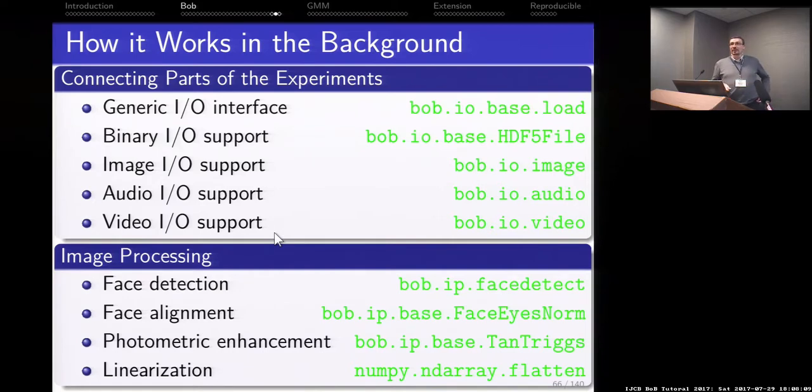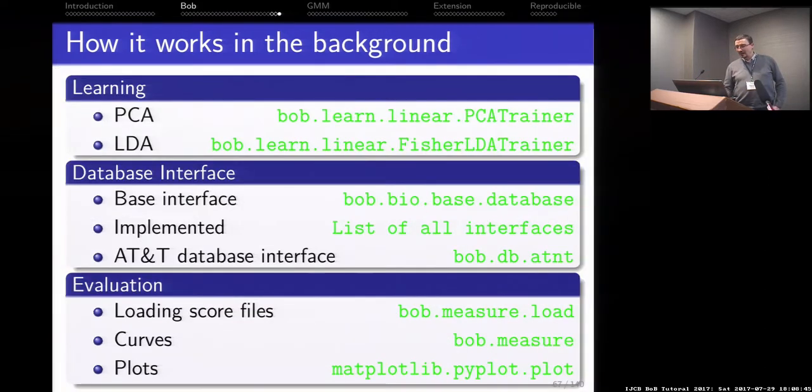For image processing, we have the Bob IP libraries. For face detection, for example, we use bob.ip.facedetect, where I have implemented a basic face detection algorithm. We have bob.ip.base FaceEyesNorm to do the face alignment. We have some photometric enhancement, which is also in Bob IP. For the linearization, as I said before, it is very well integratable in any other Python libraries. There we actually use NumPy flatten, which is the easiest thing to do. And for machine learning, PCA is in bob.learn.linear, LDA as well.